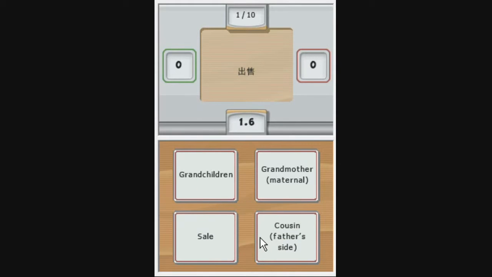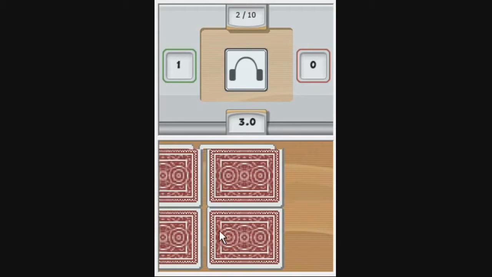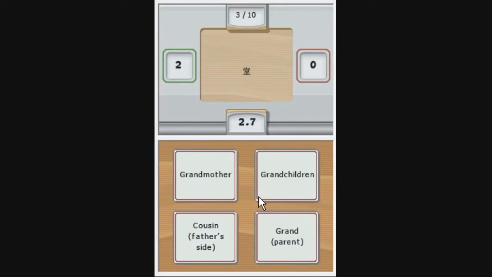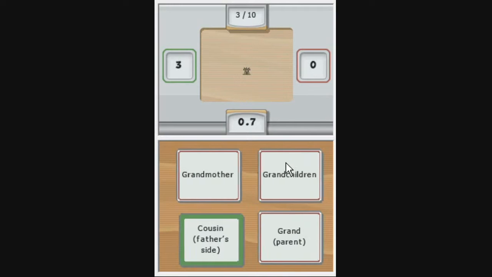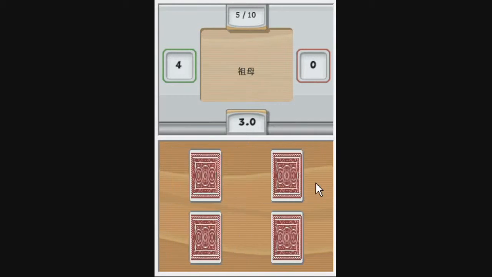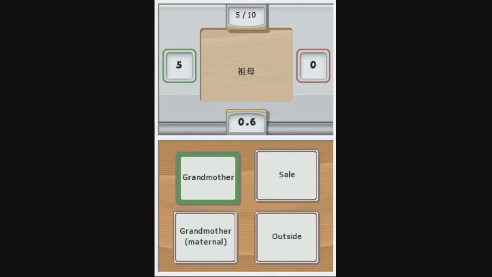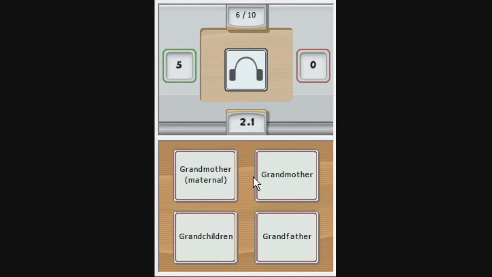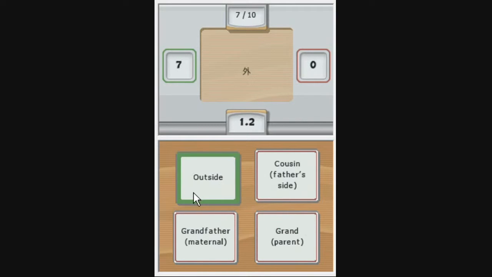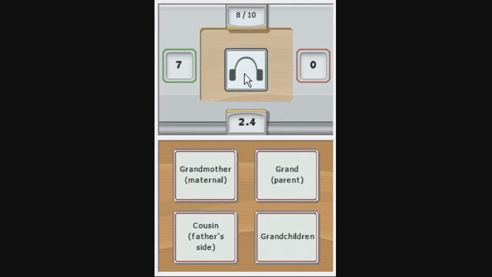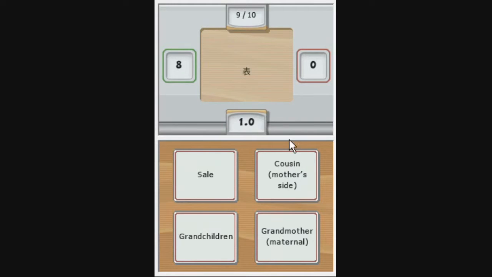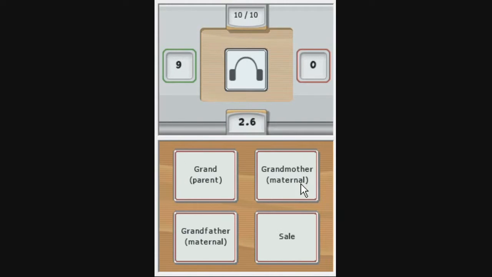出售. Sale. 外祖父. Grandfather maternal. 堂. Cousin father side. 祖父. Grandfather. 祖母. Grandmother. 孙. Grandchildren. 外. Outside. 外祖母. Grandmother maternal. 表. Cousin mother's side.